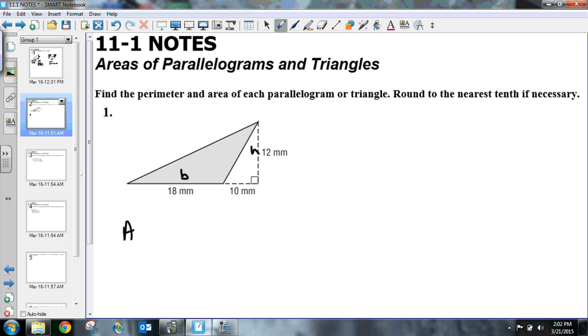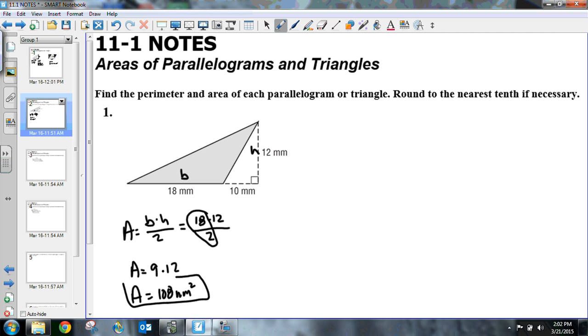And so my area is equal to base times height divided by 2. And that's going to give me 18 times 12 divided by 2. Now, simplifying this, you don't really need a calculator to do so. I know that I can take half of 18 here. And so that's going to give me 9 times 12, which ends up giving me 108 millimeters squared. And that's my area.